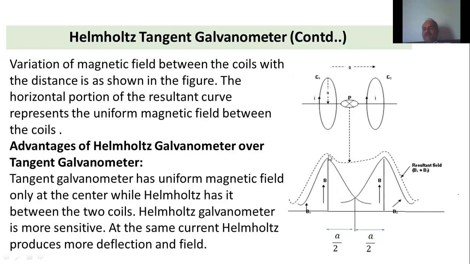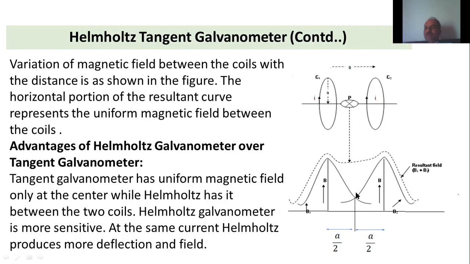So here you can see from this point to this point, the magnetic field is uniform, and at the middle of this position, here we have kept the magnetic compass or needle. So this gives more accuracy in the measurement. From this point to this point, the magnetic field is uniform. That is why we have kept this magnetic compass in the uniform magnetic field.